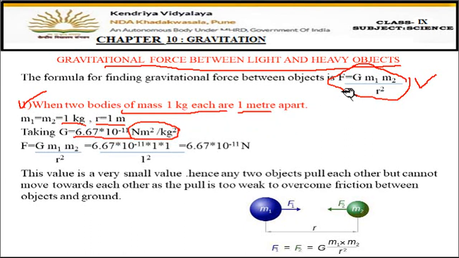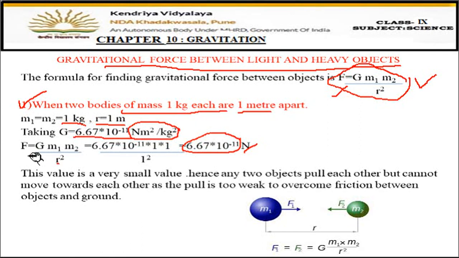Now, we have to put the values in the same formula, that is the formula of finding the gravitational force. So, in place of G, we will put the value 6.67 into 10 raised to minus 11. In place of m1, we will put 1. In place of m2, we will put 1. And in case of r, it is also 1 meter, so 1 square. Now, 1 into 1 will be 1. So, 1 will be cancelled out, right? And the remaining here will be 6.67 into 10 raised to minus 11 Newton.